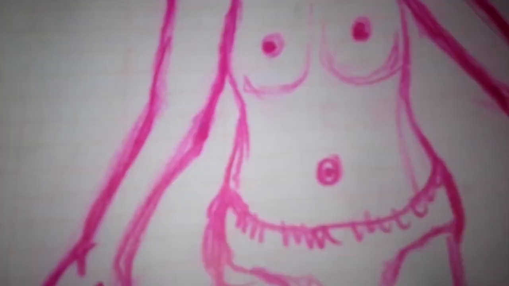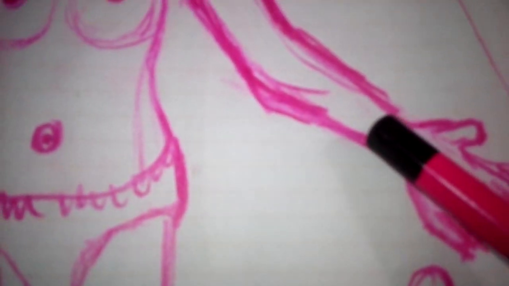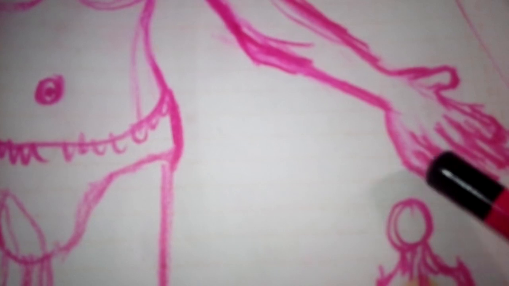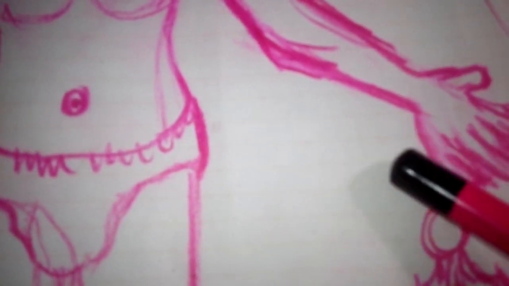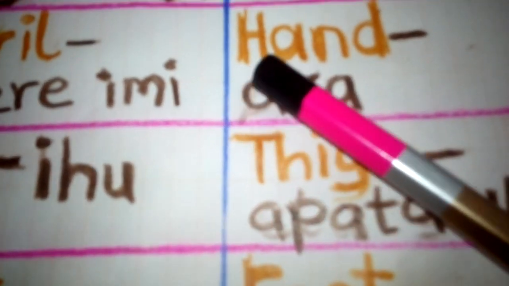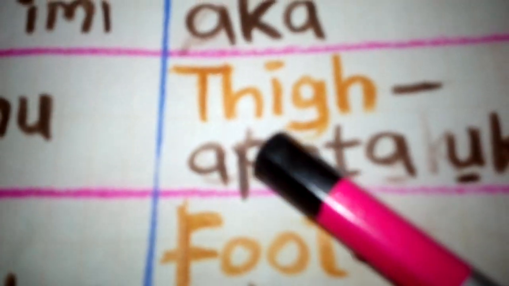Hand is aka. Aka is from your wrist, this is your wrist, to your fingers. This area is what we call aka. That is hand.